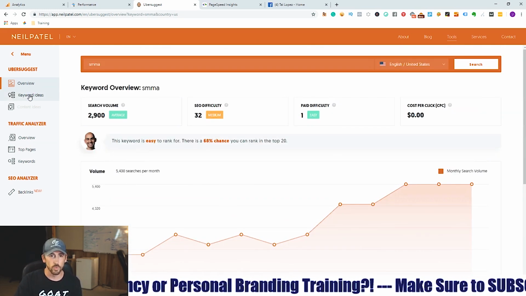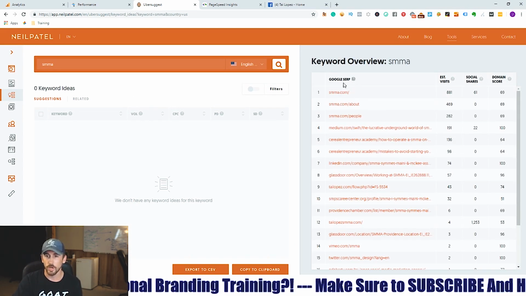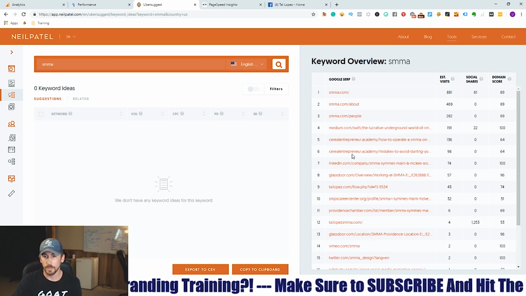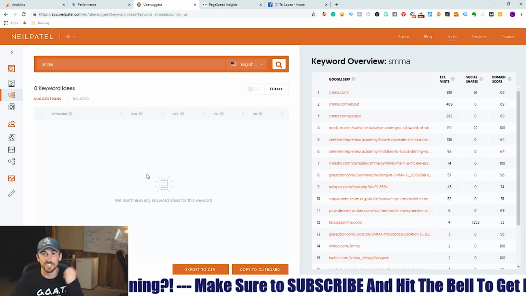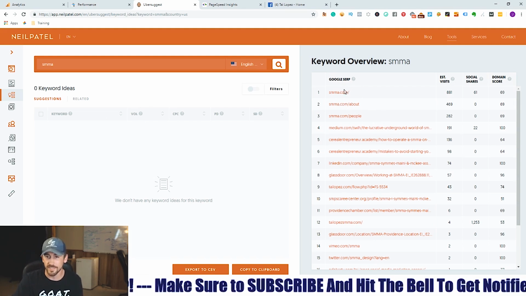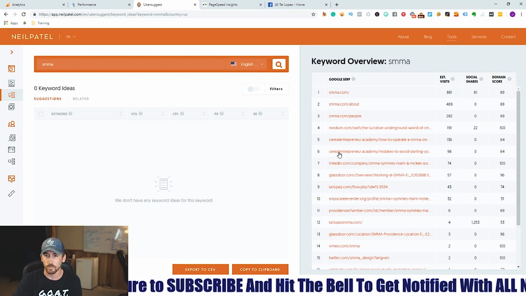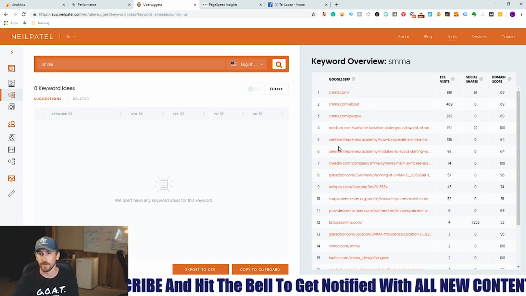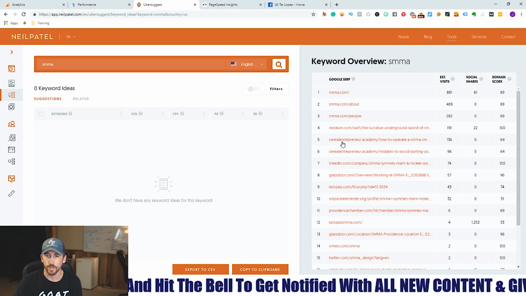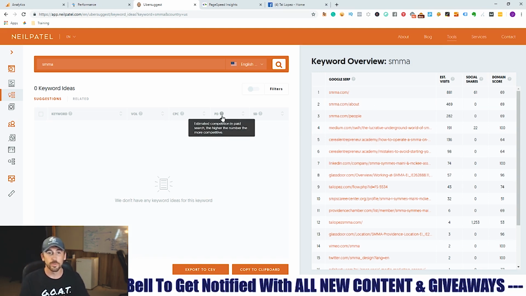Then I can go to keyword ideas and it's going to show me other keywords or other URLs that people are creating content about. For SMMA, there are no other keyword ideas because it is a new keyword in itself, but it'll show us some other topics, and you can see we're actually ranking for this keyword on Ubersuggest. So it's going to show you again what types of topics you can try to cover.